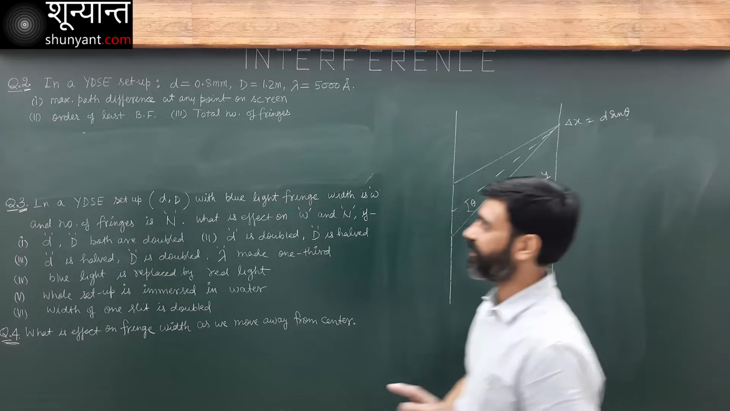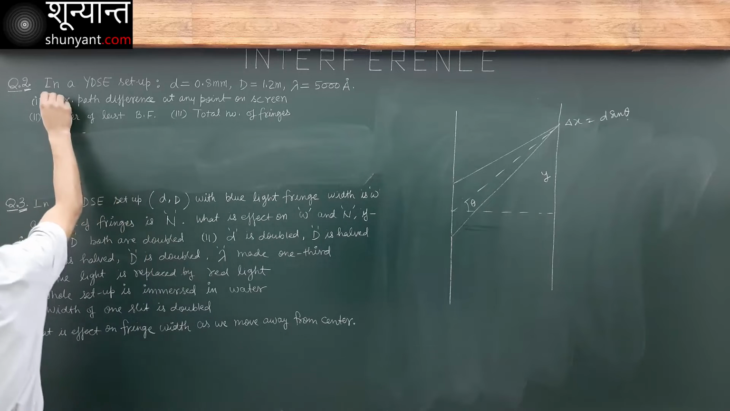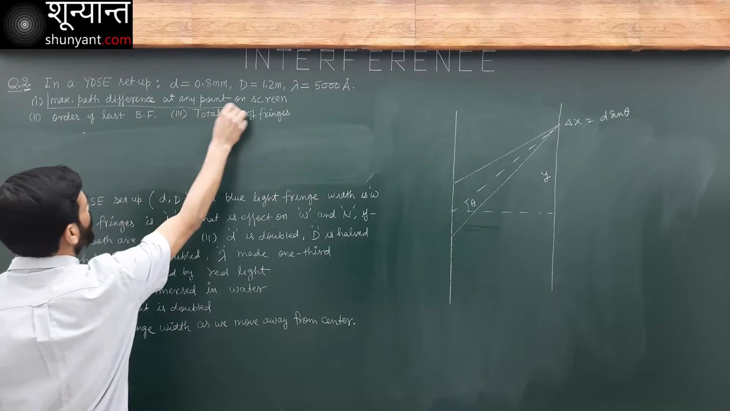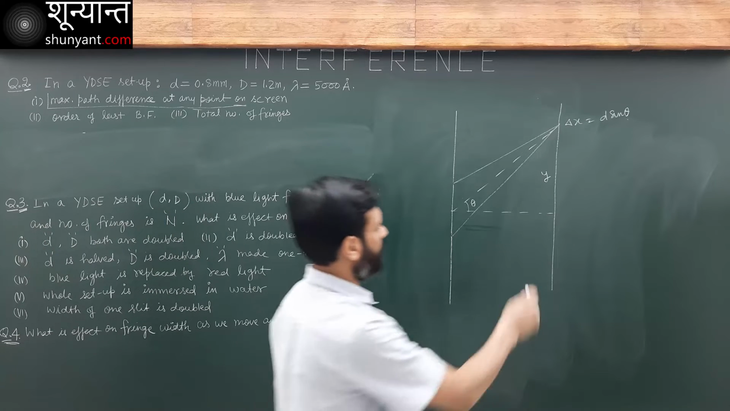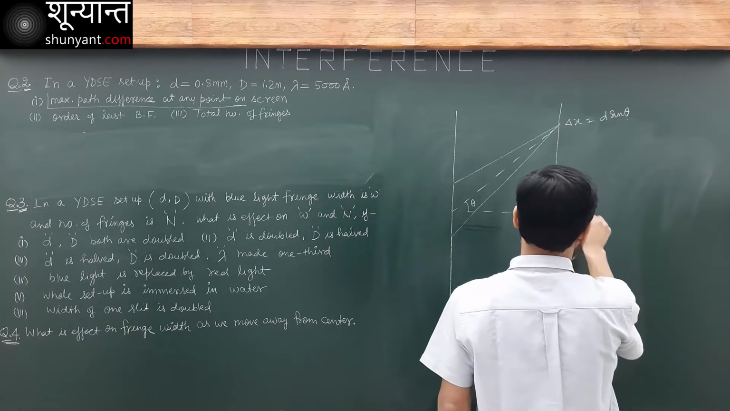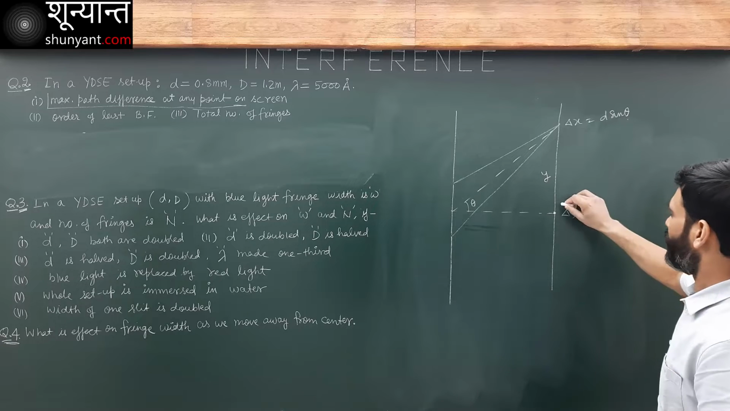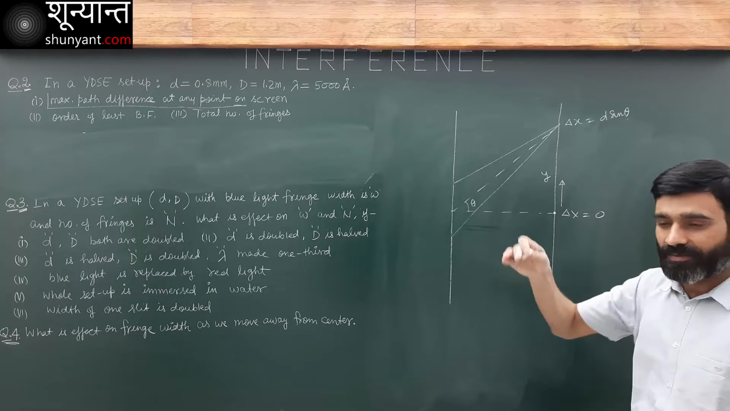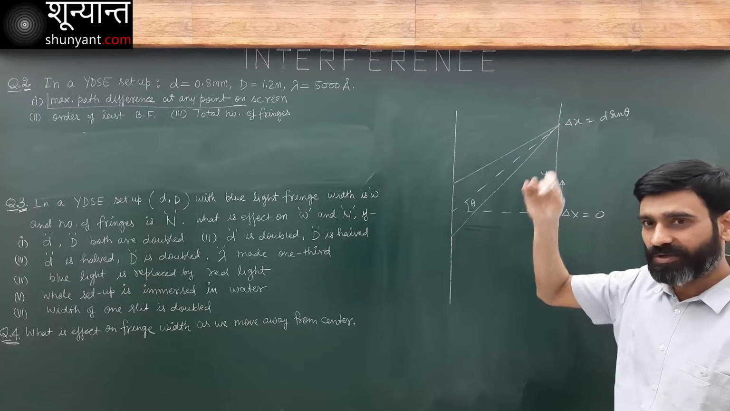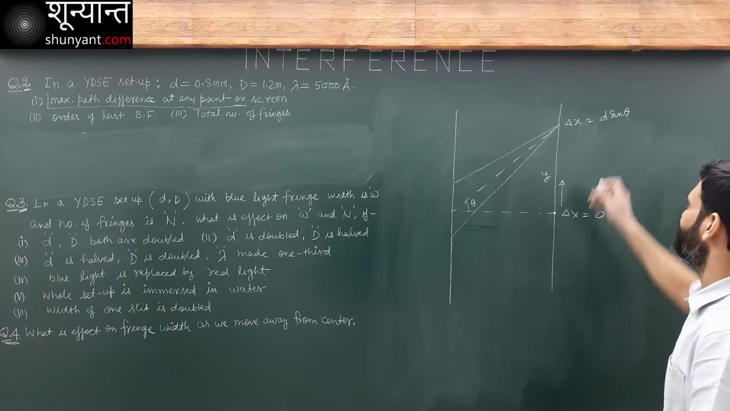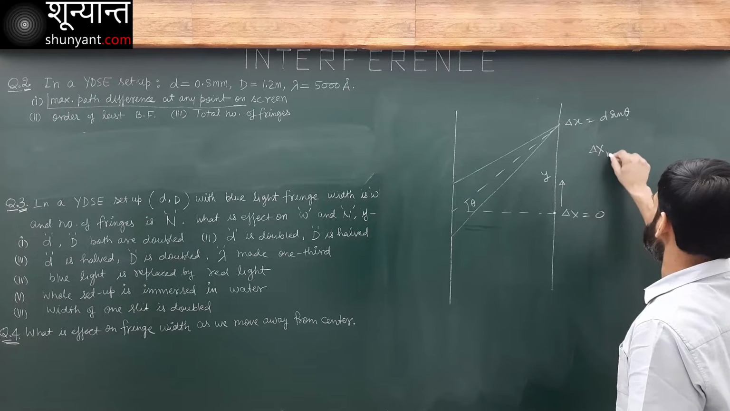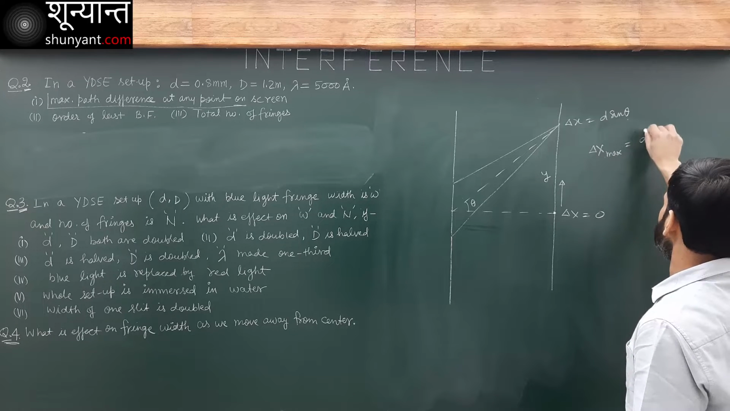Now the first question is, what can be the maximum path difference at any point on the screen? At this point, what is the path difference here? Delta x is 0. When I start moving up, the path difference keeps on increasing. What can be the maximum path difference? Delta x max is equal to d.